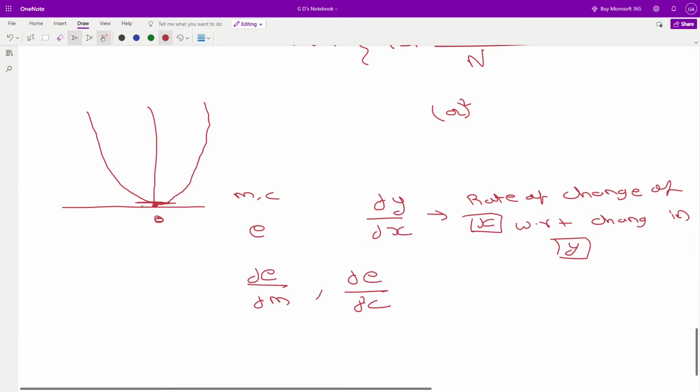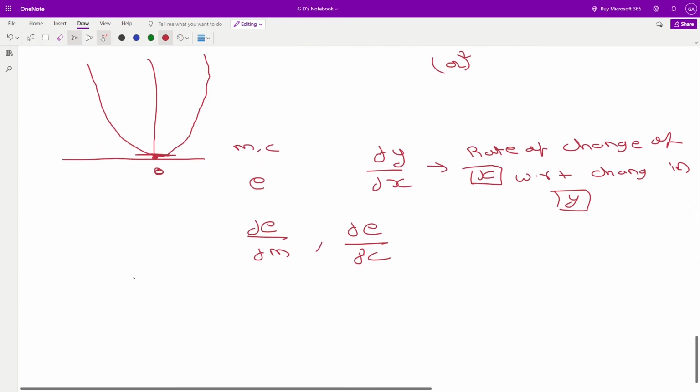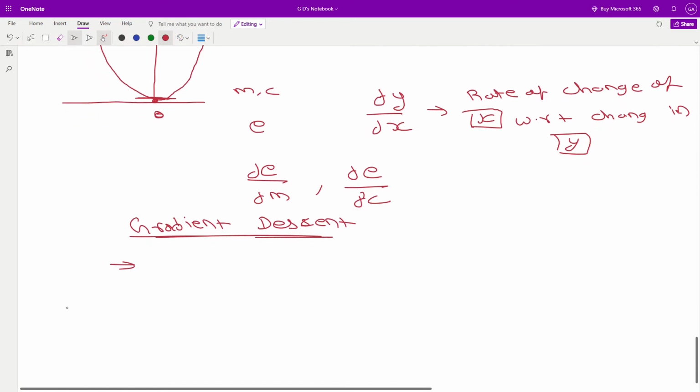If I talk about how gradient descent works, the algorithm is something like this. Let me write out the steps of gradient descent, then you'll have clarity. In gradient descent, the very first step is you start with a random point, nothing but a random line.